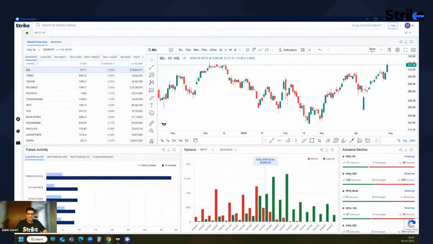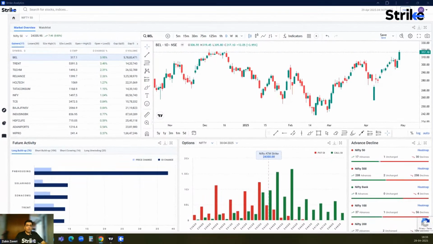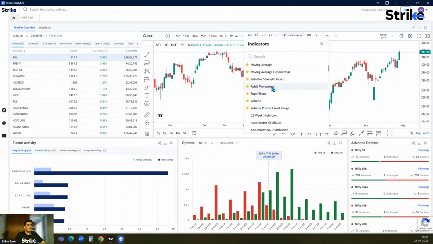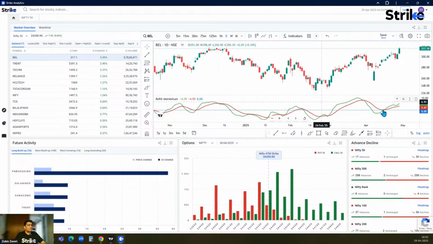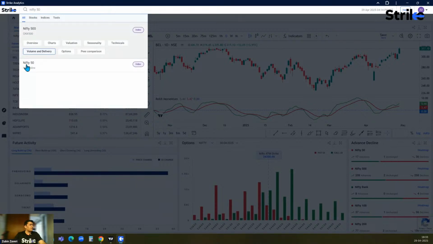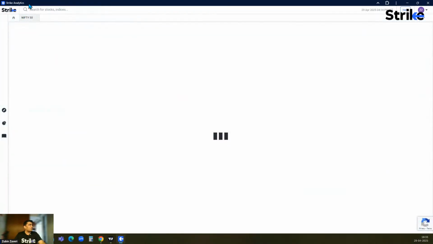Okay, so very quickly, let me share my screen first. And so that is the Strike platform, web.strike.money. All right, and this is the homepage of it, and there is this one indicator. You can click on the indicators tab, and there is Rohit Momentum. So once you click on it, there will be this line that will be coming in. So what do we have? You can also have the same chart for Nifty. You can just search over here, type in Nifty 50, and you will get Nifty 50 and click on charts.